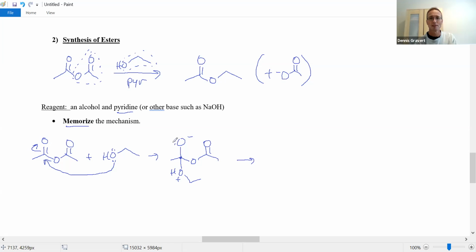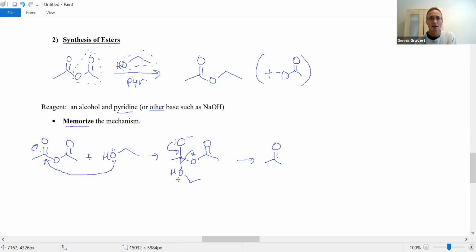Step 2, bring that lone pair right back down. And again, you might see an alternate mechanism that I suggested for the previous reaction. Hydrolysis, that's the name of it. But you can proceed, just apply the same pattern, right? Bring back the pi bond, kick out this group.